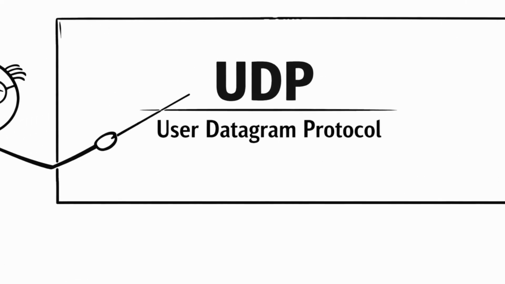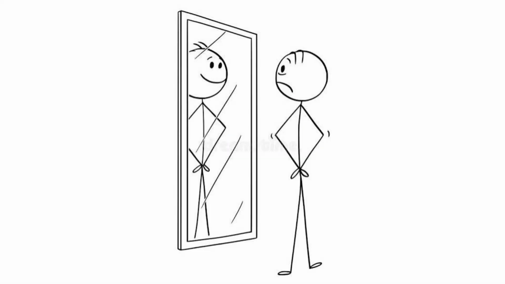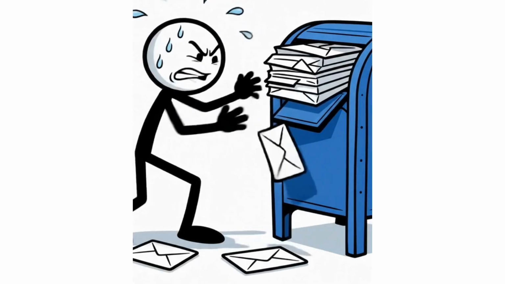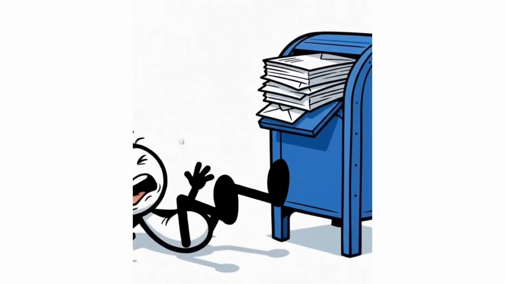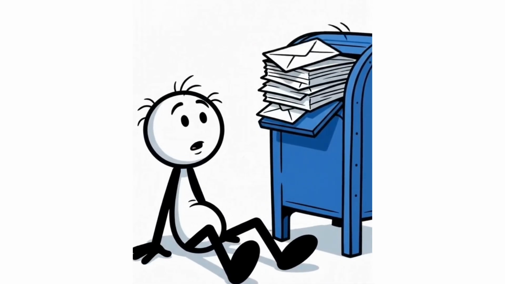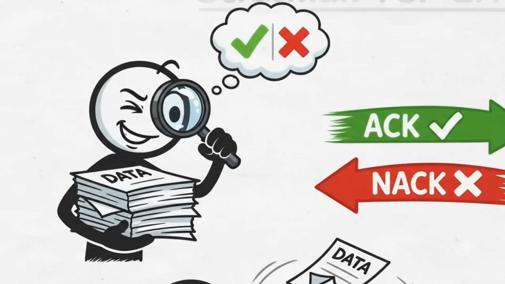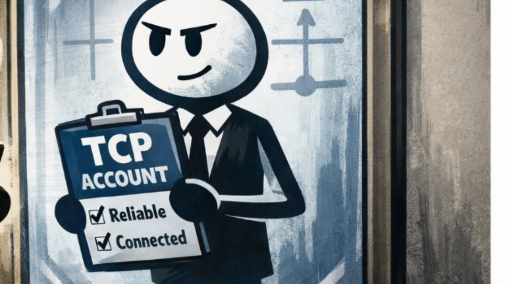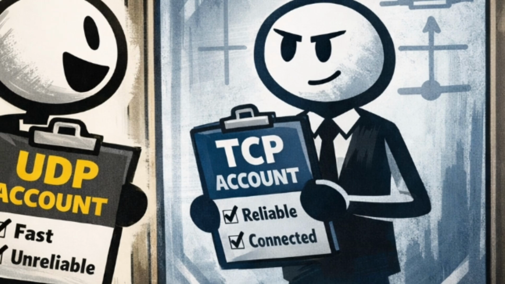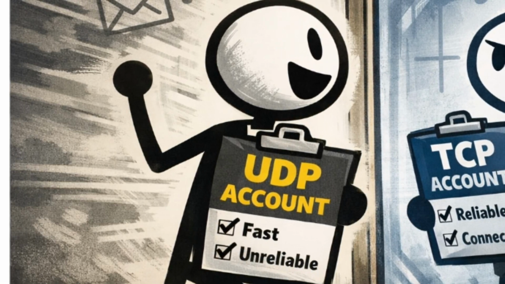UDP, or User Datagram Protocol, is a protocol for transferring data over the internet, but it differs from other protocols like TCP. UDP collects fragmented data packets and sends them all at once and quickly without checking for errors in any of the packets, unlike TCP. In general, TCP focuses on the complete arrival of packets, while UDP focuses on their rapid arrival.